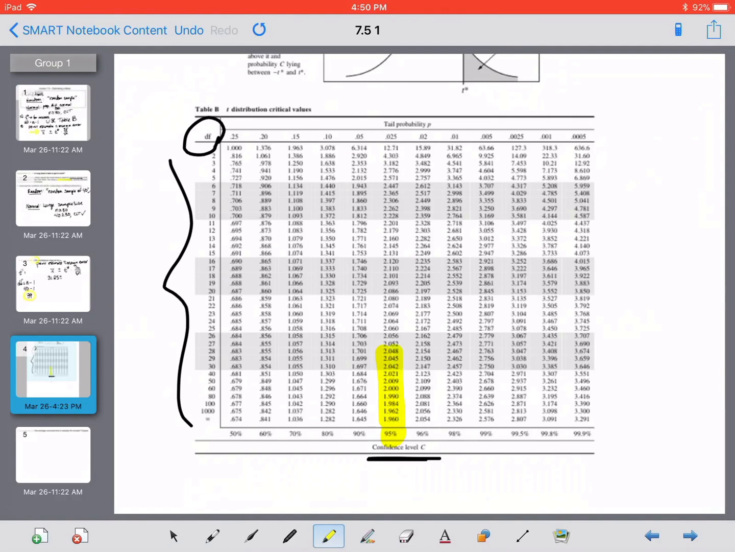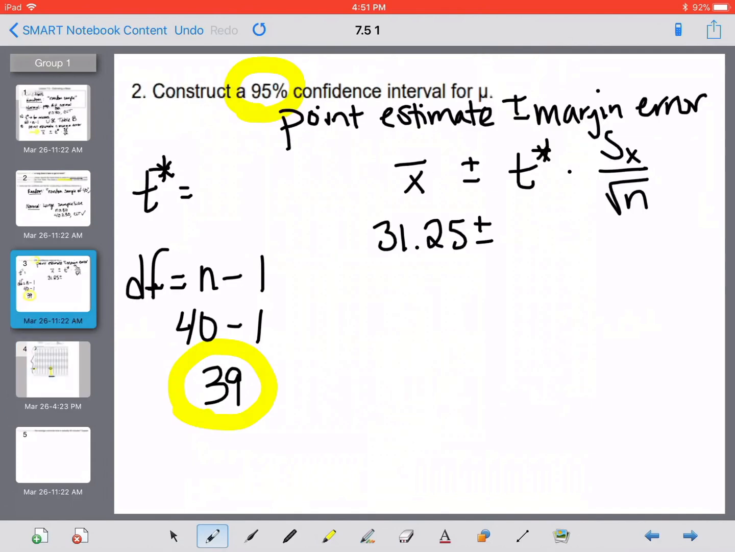We're just going to look up that column. And then I need 39. Over here off to the left, I have 30 and I have 40. I don't have a 39. If that's the case, then you want to go with the lower number. Go with the 30, don't go with the 40. Now I just go across until I hit the 95 and I see 2.042. So that is the t that I want to use for this problem.